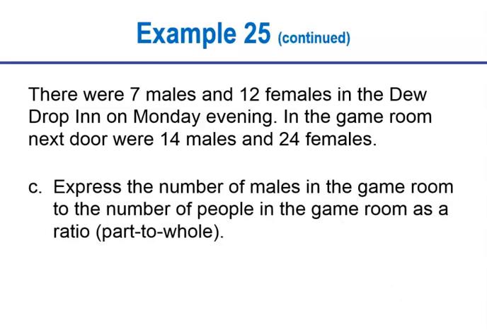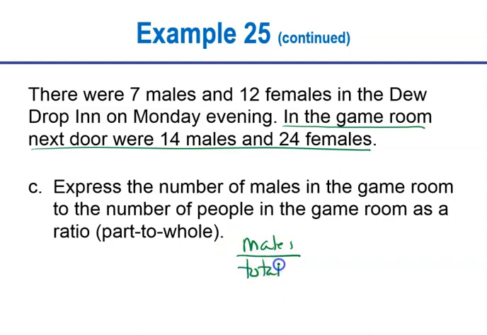Now there's a part C. Express the number of males in the game room to the number of people in the game room as a ratio. And this is a part to whole ratio. So back to the game room. I'm going to underline that: 14 males and 24 females. And so we want to do the males to the total people in the game room. So there were 14 males. In total, there were 14 plus 24 people. So you have 14 divided by, and we know 14 plus 24 is 38.